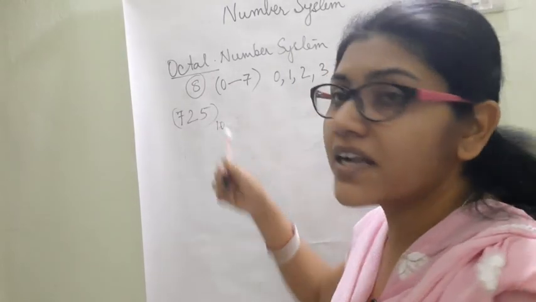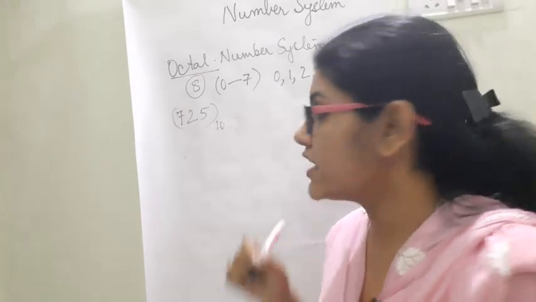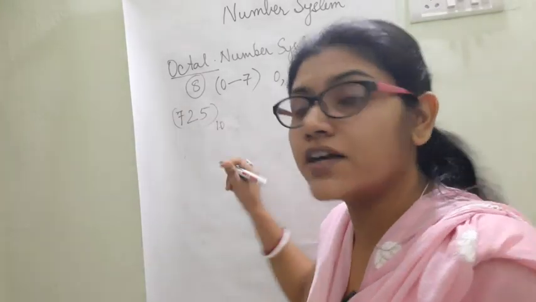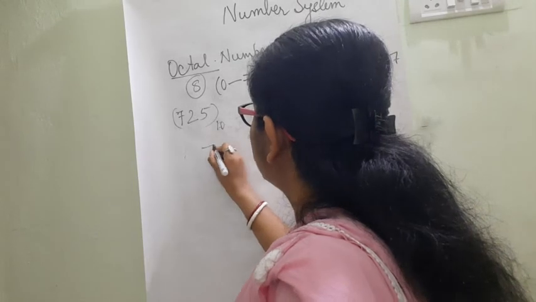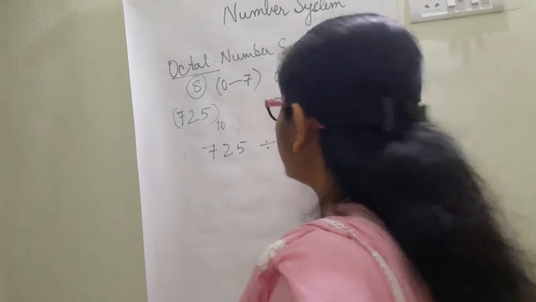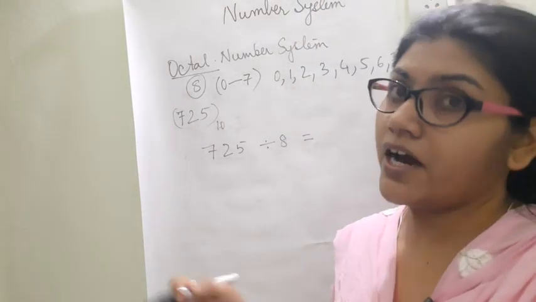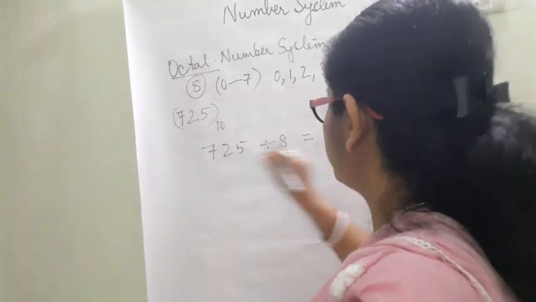Now, this number has come in place of 1325 base 8. Now we'll see whether this answer is correct or not. We will divide it: 725 divided by 8, because we are converting. We'll multiply with 8 and we will divide with 8. Now, just divide.